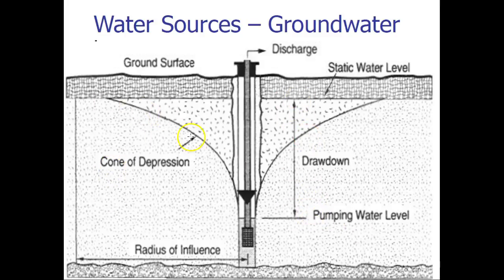Then we also have a cone of depression. This cone of depression is when you pop a plug on a bathtub, the little like tornado that's going down. That's what that is. It's air. And the same thing happens in the ground as you're pumping. You certainly have your discharge and obviously your ground surface.